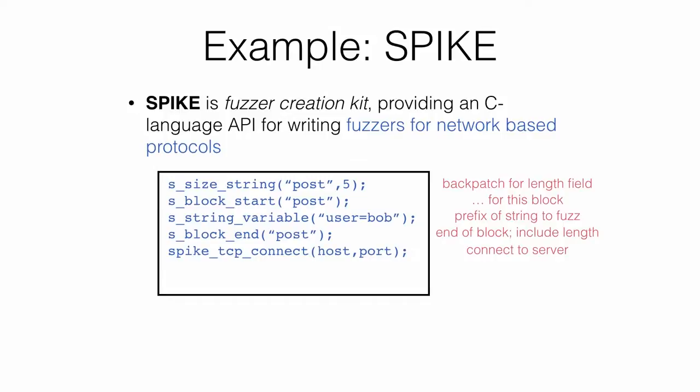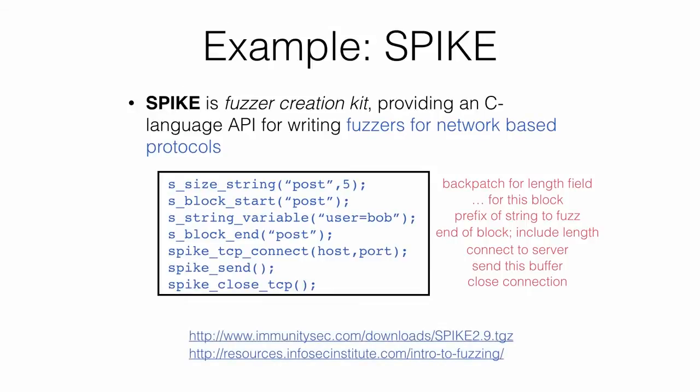Spike then allows you to connect to a particular host and port via TCP, send the block, and then close the connection. Of course, there are many other examples and interactions that Spike permits.